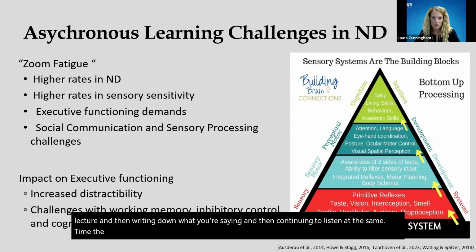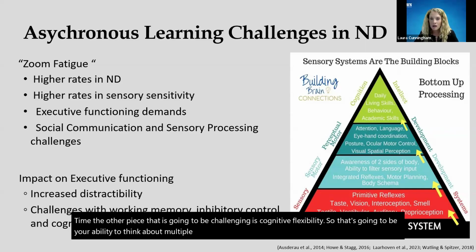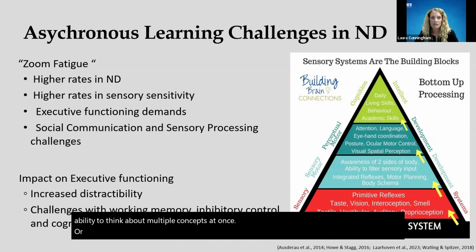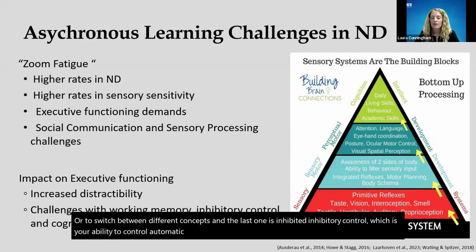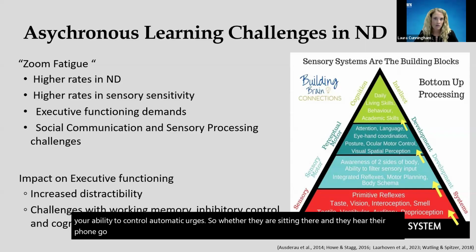The other piece that is going to be challenging is cognitive flexibility. So that's your ability to think about multiple concepts at once, or to switch between different concepts. And the last one is inhibitory control, which is your ability to control automatic urges. So whether they are sitting there and they hear their phone go off or a text go off, or they feel hungry. As the demand of Zoom fatigue increases, they're going to have a harder time controlling those urges.